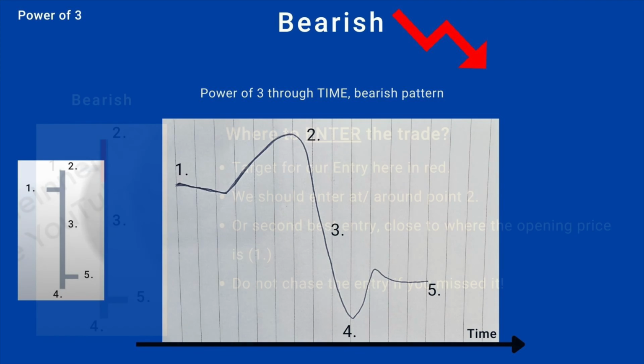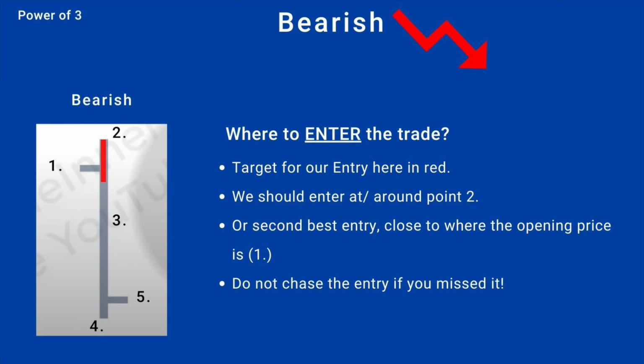And the big question as always, where do we enter the trade? ICT tells us that for the bearish power of 3, our target for our entry should be the one seen here in red. So we should enter at or around point 2. Our second best entry is to enter our short close to where the opening price was. Guys, remember, we do not chase the entry if we missed it.